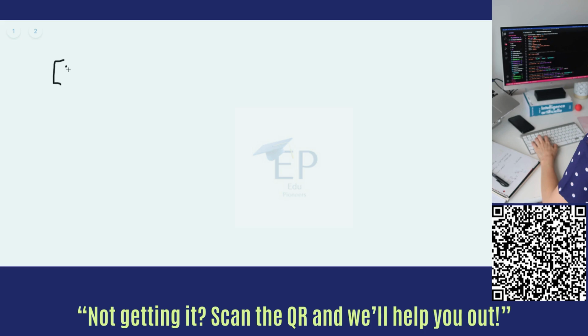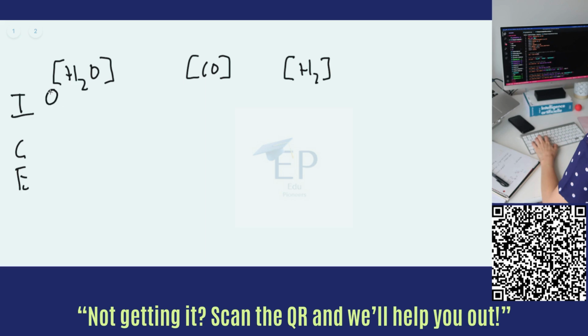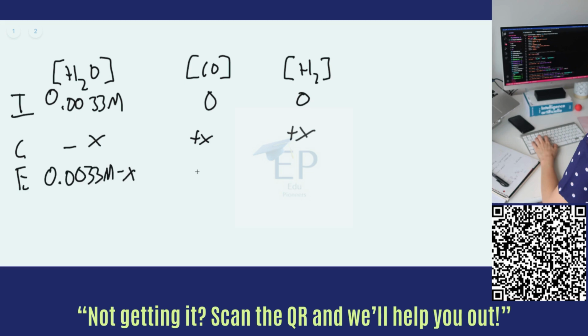So we ignore C since it's a solid, so we just have concentration of H2O, concentration of CO, concentration of H2. Our initial, our change, and our equilibrium. Our H2O, we know, starts out at 0.0033 molar, and our products start at 0. Here we have minus X, and plus X, since the mole-to-mole ratios are all 1. And so we have 0.0033 molar minus X water, and then X of CO and H2.